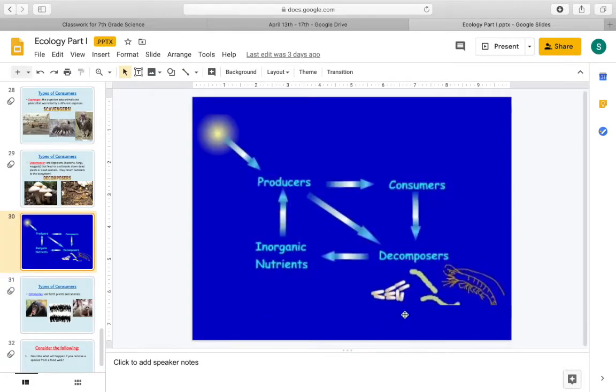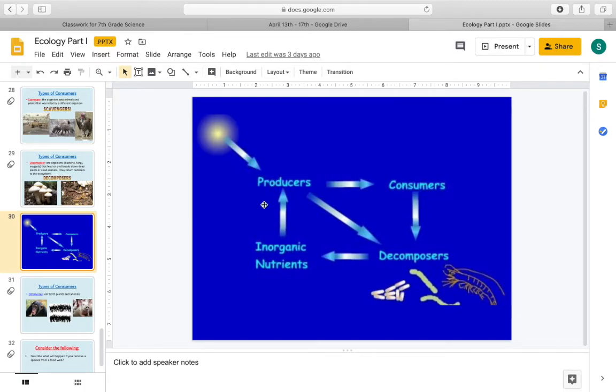And so here's a little bit of how it works. Producers get their energy from the sun. Consumers eat these producers. Eventually, these producers and consumers will pass on, and then decomposers will break down those dead things into nutrients that, again, producers can use to grow.